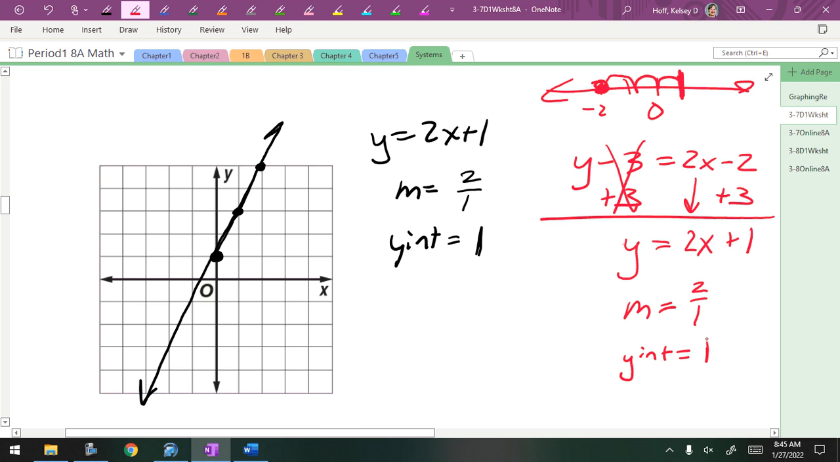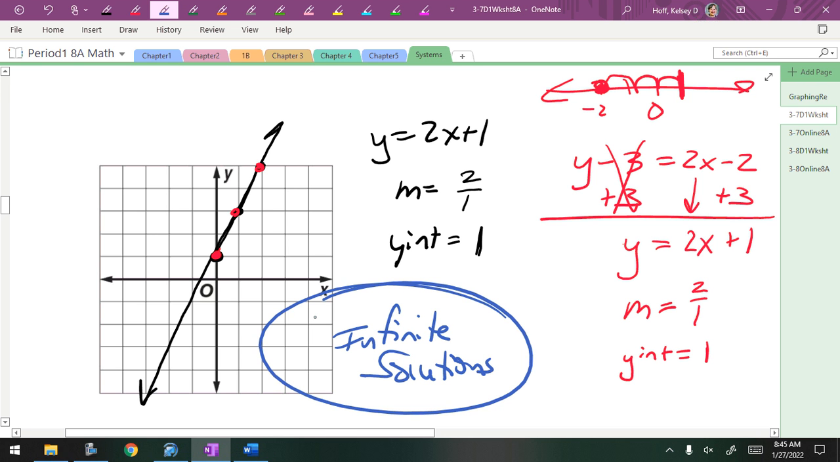What, Addison? What'd you say? Is it the same thing? Look at your slopes, they're identical. Your y-intercept too. So if I technically was going to graph this, I'm going to put a point here. I'm going to go up 2, right 1, up 2, right 1. What's going to happen? It's the same exact line. So the answer to this one is infinite solutions. Infinite means they never end, because every point on the black line matches up with every point on the red line. Infinite solutions.